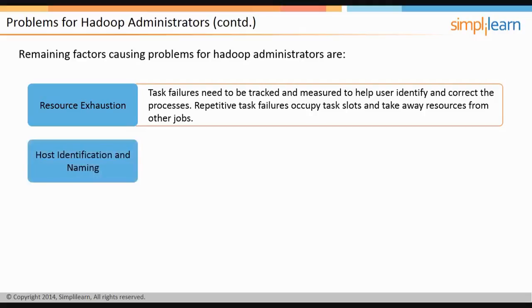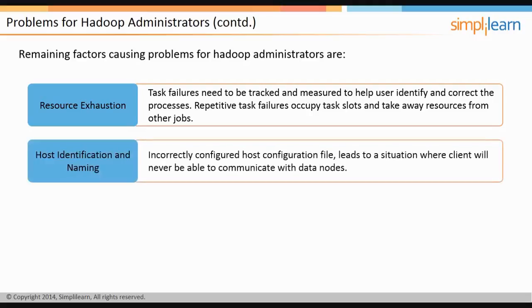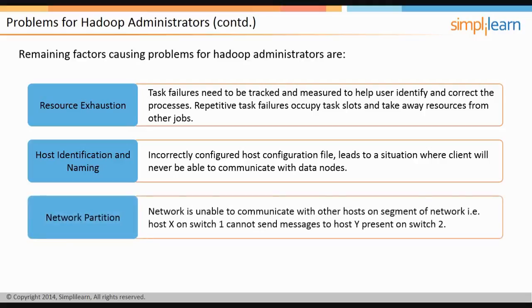Next is host identification and naming. An incorrectly configured host configuration file will lead to a situation where the client will never be able to communicate with data nodes. The other problem is network partition. It is a situation where the network is unable to communicate with other hosts on a segment of the network. This means that host X on switch 1 cannot send messages to host Y present on switch 2. Let us learn the solutions to these potential problems that are faced by Hadoop administrators in the next screen.